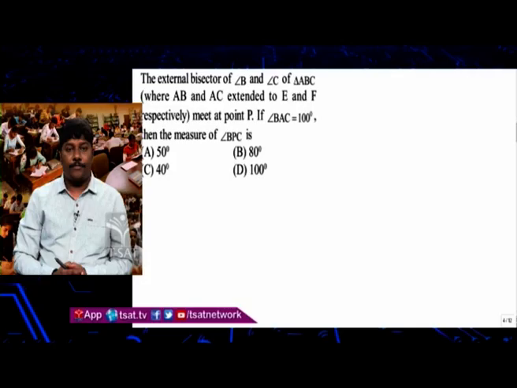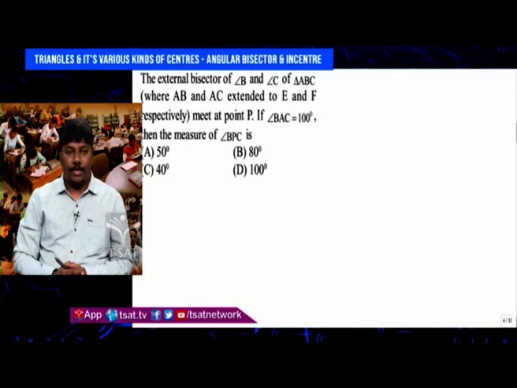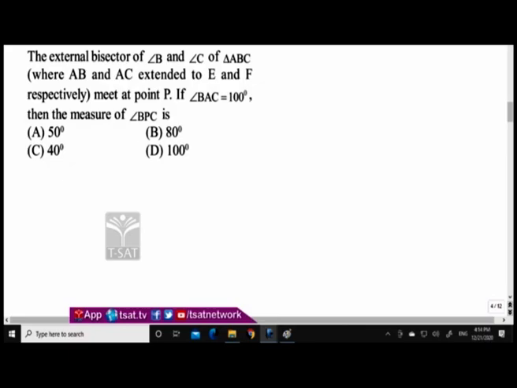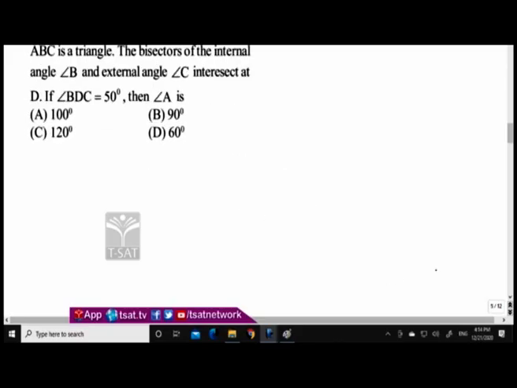The external bisectors of angle B and angle C of triangle ABC, where AB and AC are extended to E and F respectively, meet at point P. If BAC is equal to 100, then find the measure of BPC. It is the same as the previous one. We know when two external angular bisectors meet, angle BPC is equal to 90 minus angle A by 2. So here it is 90 minus 100 by 2, which is 50, and 90 minus 50 is equal to 40. This question is also based on external bisectors. Look at the next question.